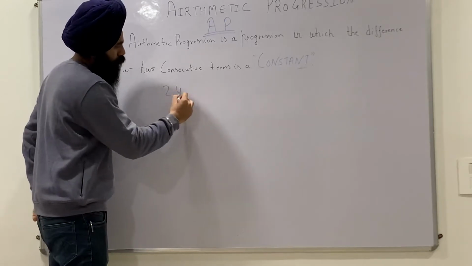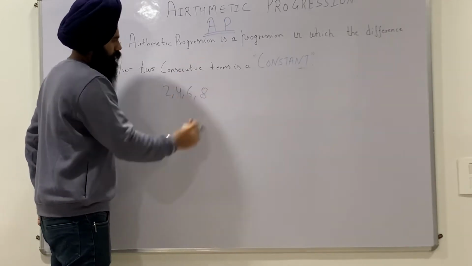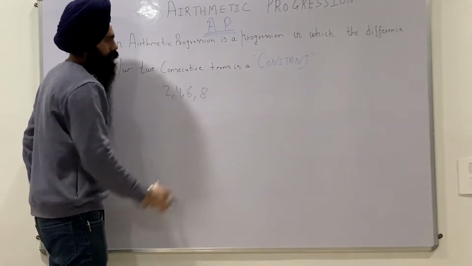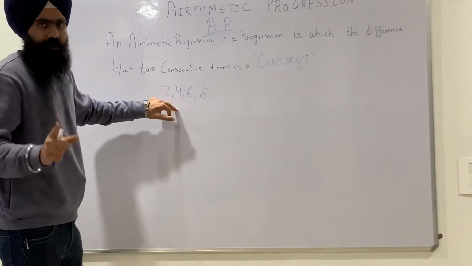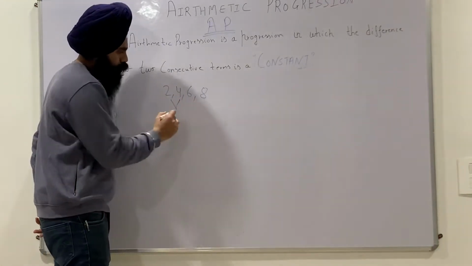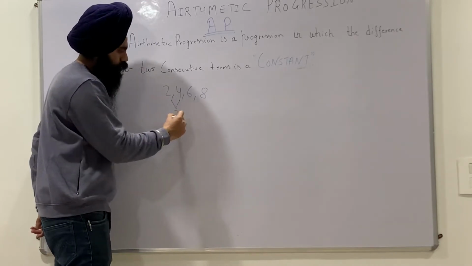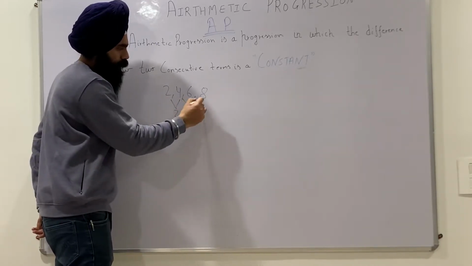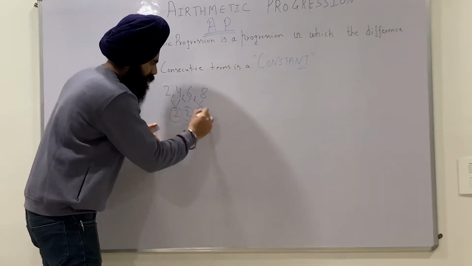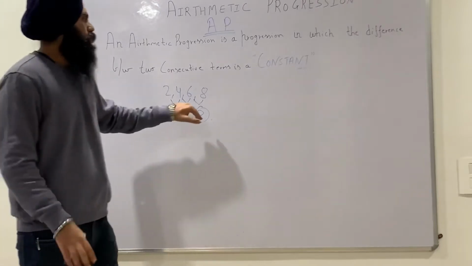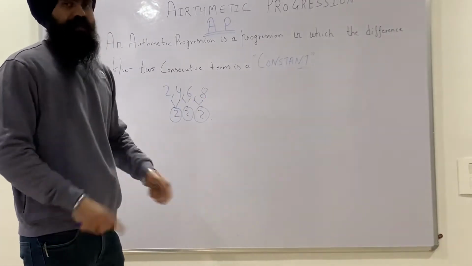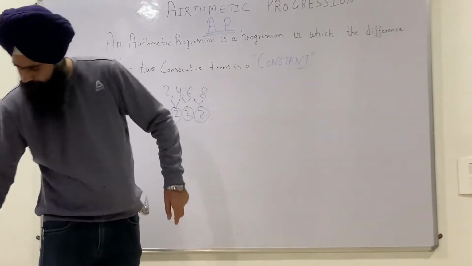Now let's take an AP example: 2, 4, 6, 8. 2, after that comes the term 4. This we say consecutive terms. Always and always in an AP, the difference between two consecutive terms should be the same, constant. Now see, 4 minus 2 is 2, 6 minus 4 is 2, 8 minus 6 is 2. If the difference is not constant, we cannot say that this is an AP. For an AP, it is fixed that the difference shall be constant.